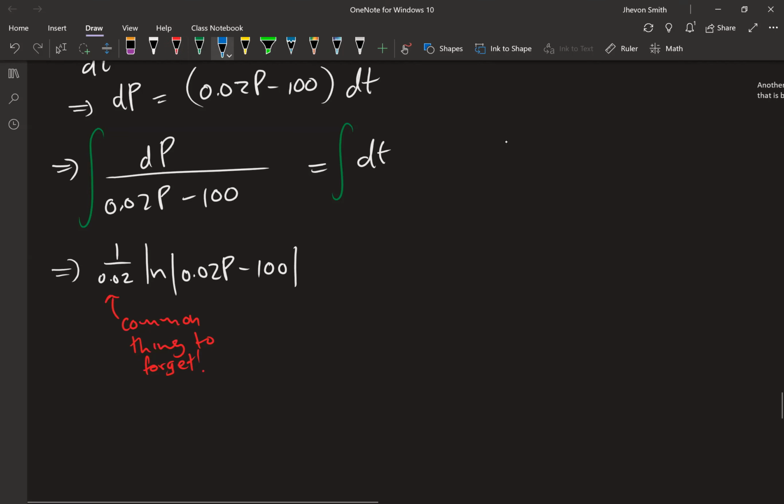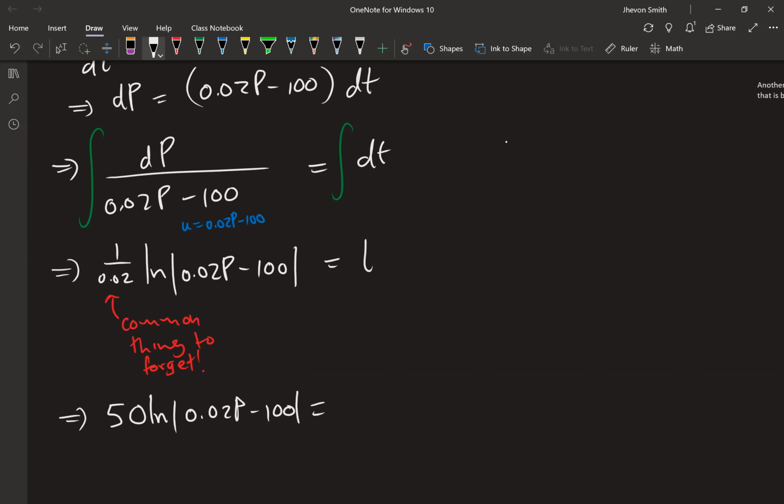Technically, what you wanted to do was a substitution. Set u equals 0.02p minus 100, right? You don't have a single variable. You don't have 1 over p times dp. You have 1 over some expression. However, the derivative of that expression is a constant. So you say u equals the denominator, your du is going to be 0.02. You're going to have to divide by 0.02. That's 2 over 100. You're going to flip that to be, that's 1 over 50, which you're going to flip and you're going to get 50. So this is 50 ln 0.02p minus 100. On this side, that's t plus c.